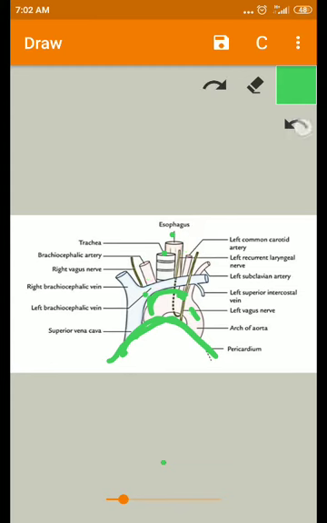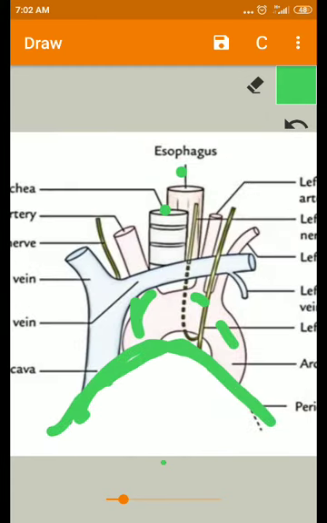Again, this is the esophagus, and then the trachea, and next the arch of aorta. The arch of aorta consists of three main branches. On the right side it is the right brachiocephalic artery. On the left side, the left carotid artery and the subclavian artery. So esophagus, trachea, arch of aorta and its branches, from posterior to anterior.